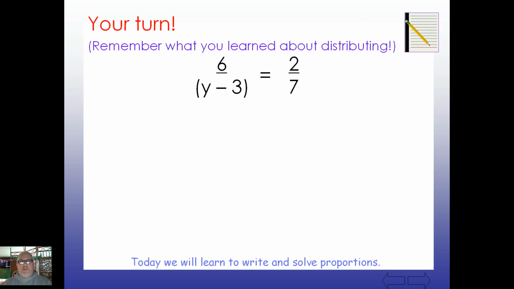All right, how about this one? A little more challenging right out of the gate here. 6 over y minus 3 equals 2 over 7. So why don't you give that one a try there. Give you about, well, as much time as you want. But I'm going to stall here for a second and then start it up. So if you want to press pause, go ahead and see if you can get y there.